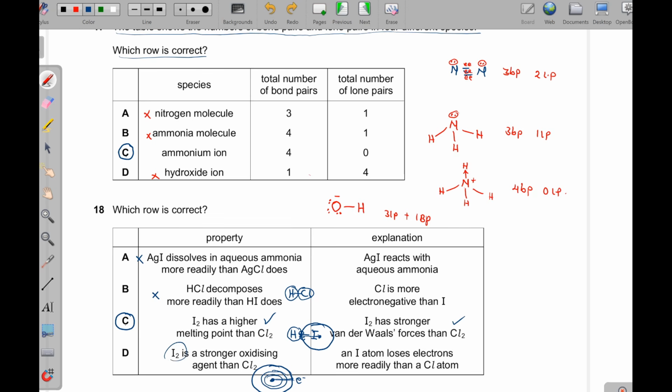So iodine is a better reducing agent, and chlorine is a better oxidizing what? Agent. So when a reducing agent finds an oxidizing agent, they are going to react. So that's why chlorine is able to displace iodine from the aqueous solution. So that is that here. So this one is out. Okay, I don't need to look at the explanation.